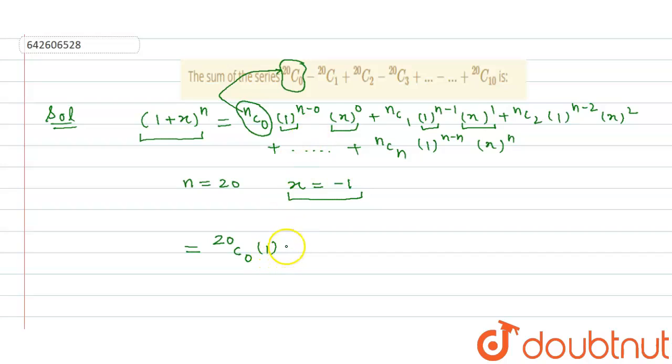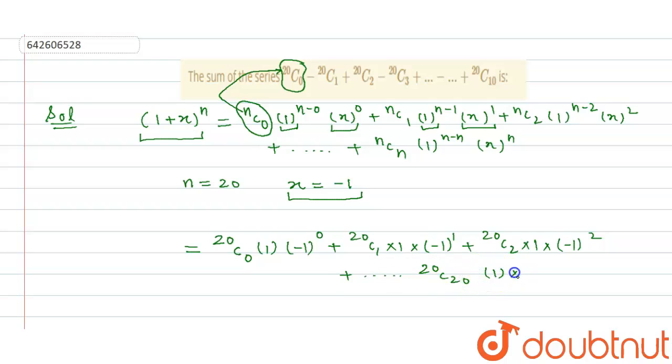And at the place of x, I am writing minus 1 to the power 0 plus 20C1, which becomes 1 multiplied by x raised to the power 1, that is minus 1 raised to the power 1, plus 20C2 multiplied by 1 multiplied by x raised to the power 2, which is minus 1 raised to the power 2, and so on. I will continue writing up to 20C20 1 multiplied by minus 1 raised to the power 20.